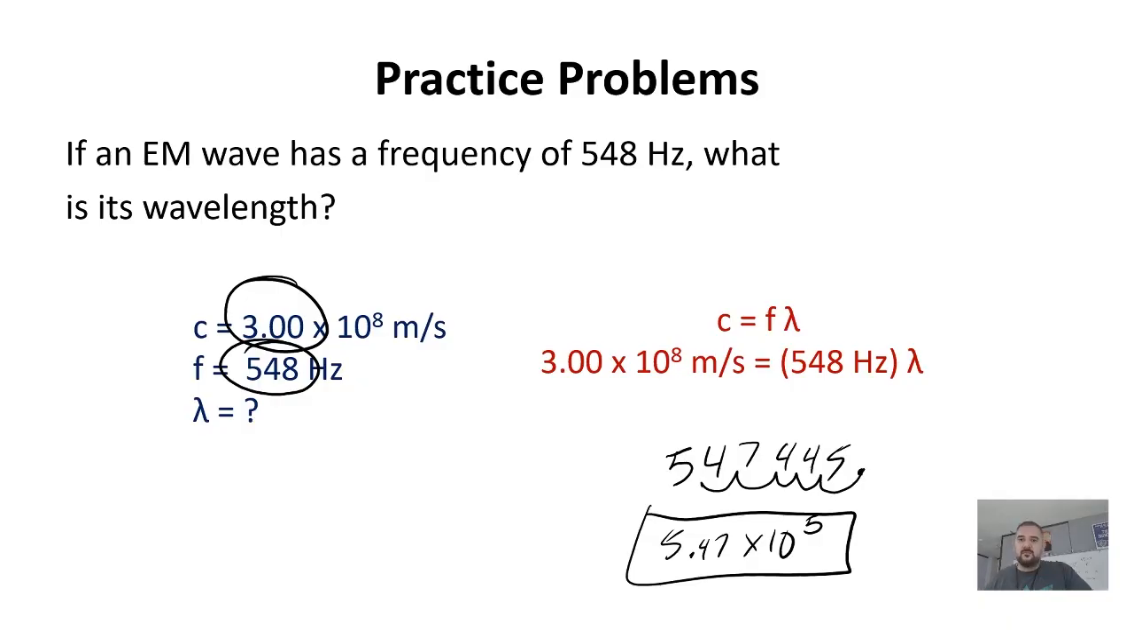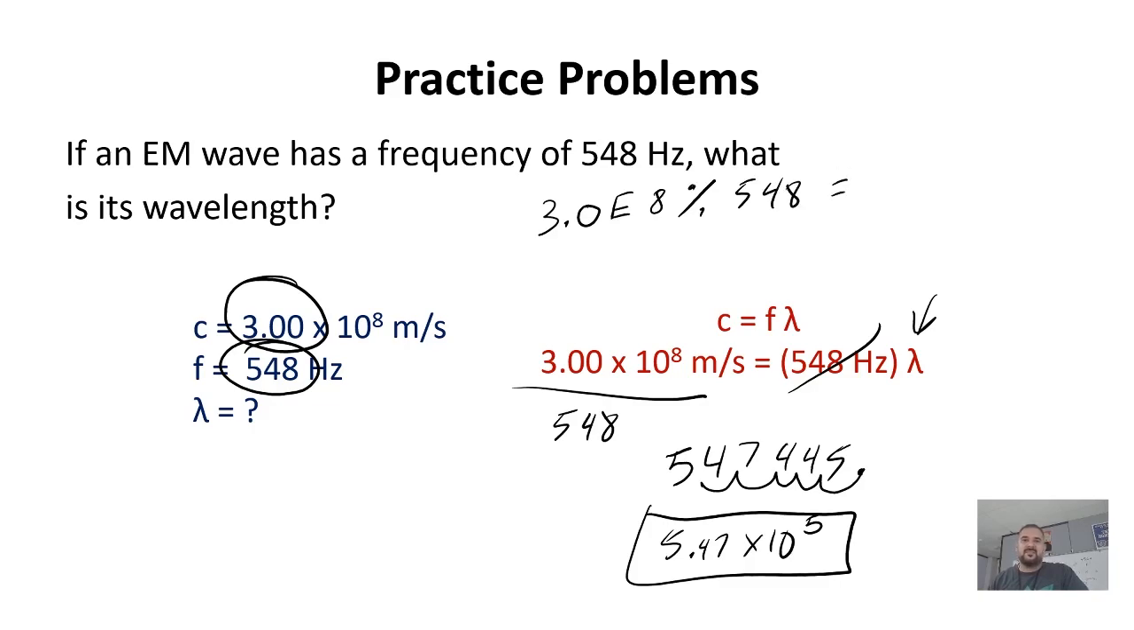All right, so let's go ahead and take a look at our equation here. So all we're doing is we want to isolate our lambda. And to do that, we're just going to divide both sides by 548. So then this goes away, and then wavelength is just equal to 3.0 times 10 to the power of 8 divided by 548. So there's a lot of ways to plug this into the calculator. The easiest way I know to plug it into the calculator is 3.0 E 8 divided by 548. This is the easiest way to plug it in, and you're going to get this answer.